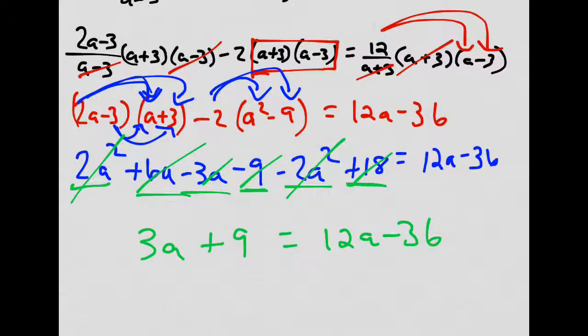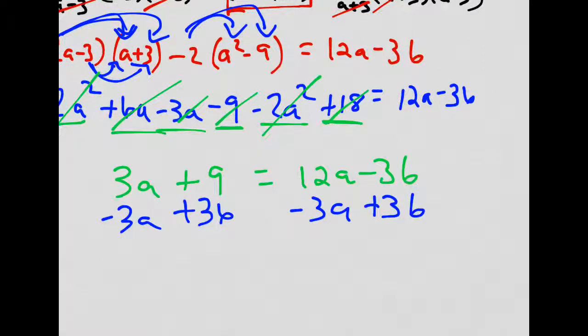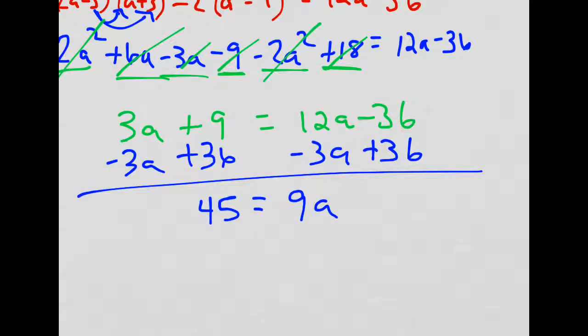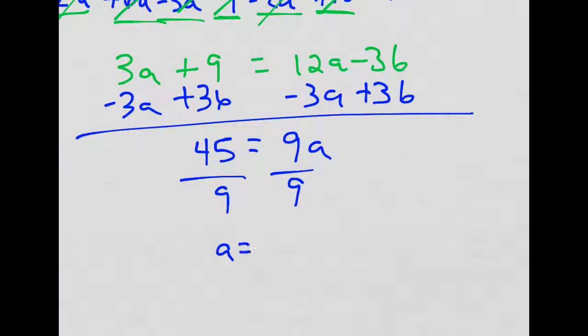I don't have an a squared anywhere, do I? No, so I just need to get the a's to one side and my numbers to the other. This is 45 is equal to 9a, divided by 9. And a is equal to 6. No, I mean 5, sorry. a is equal to 5.